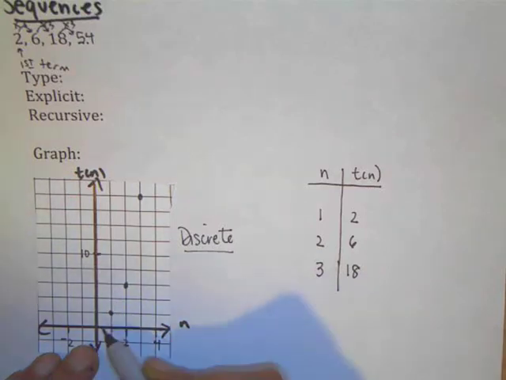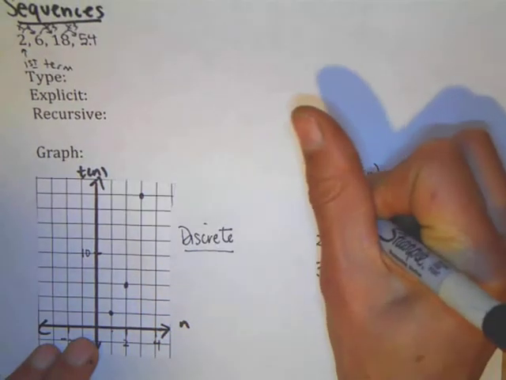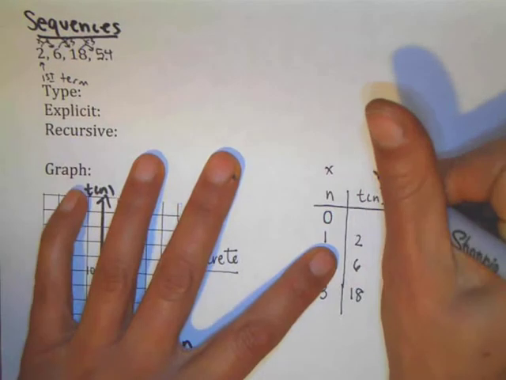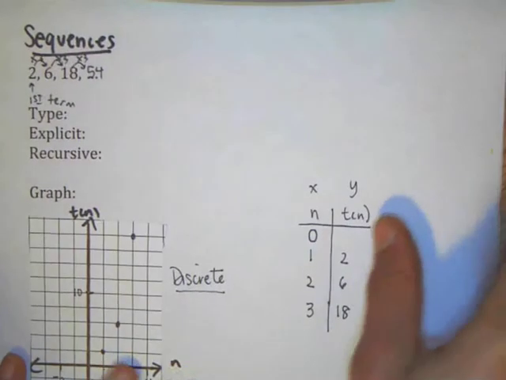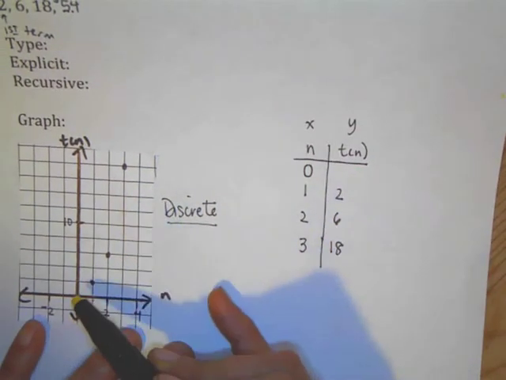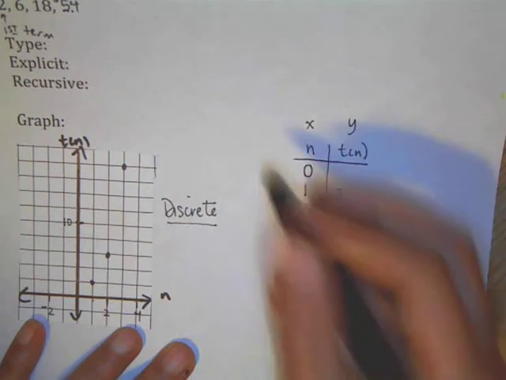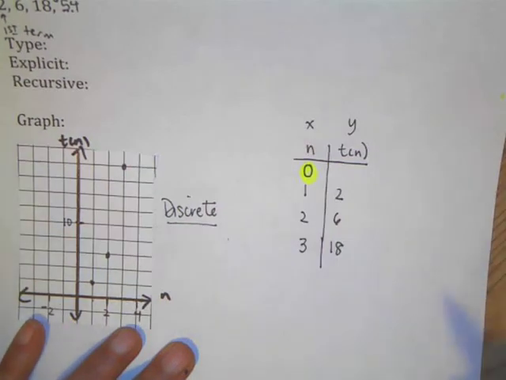Now, another thing is when we're graphing, we often want to find out what's happening when x, or in this case, n is 0. So this is very similar to x and y, or x and f of x. But it's important to realize that there are some differences, such as this is going to be discrete and not a continuous graph. So we want to know what happens when that n is 0.